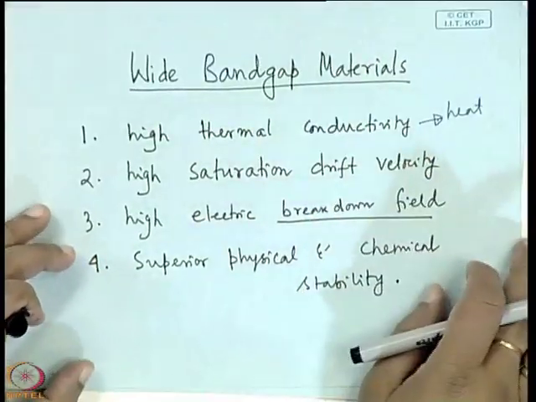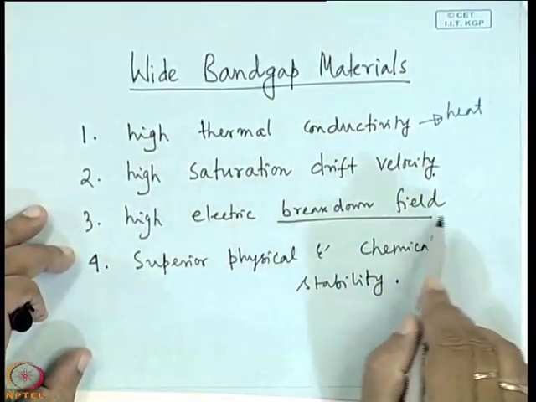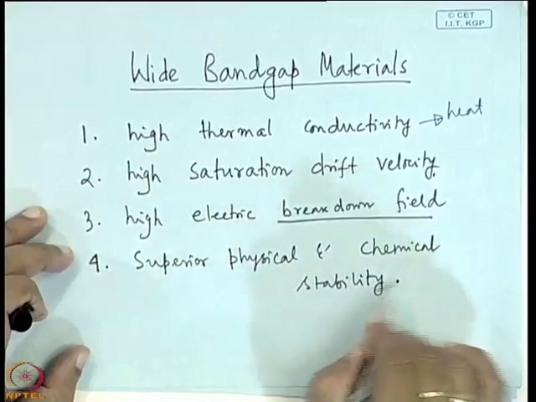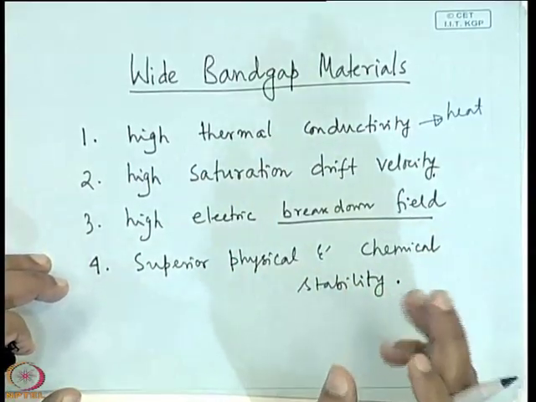In some applications, the positive cycle is okay, but in the negative cycle the reverse voltage will be there in the PN junction, making it a reverse bias, and if breakdown occurs at that point, then your circuit will be broken and your purpose will fail. So that is an important thing we should consider for wide bandgap semiconductors. These are the 4 important points: high thermal conductivity, high saturation drift velocity, high electric breakdown field, and superior physical and chemical stability. Can you name some wide bandgap semiconductors?